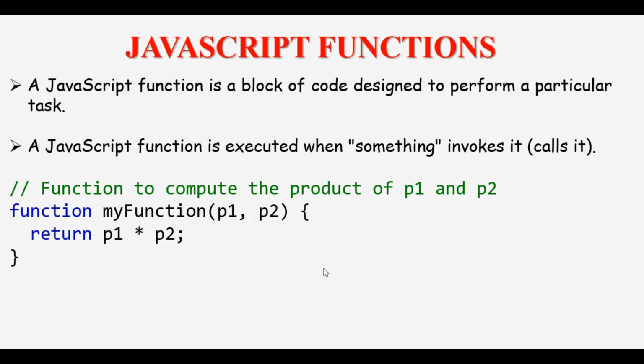A function is written blocks of code, statements of code that are designed to perform a specific task. The JavaScript function is executed when something invokes it. So when you write the function, it is executed when you call or invoke that function. An example of the function is what we can see below.